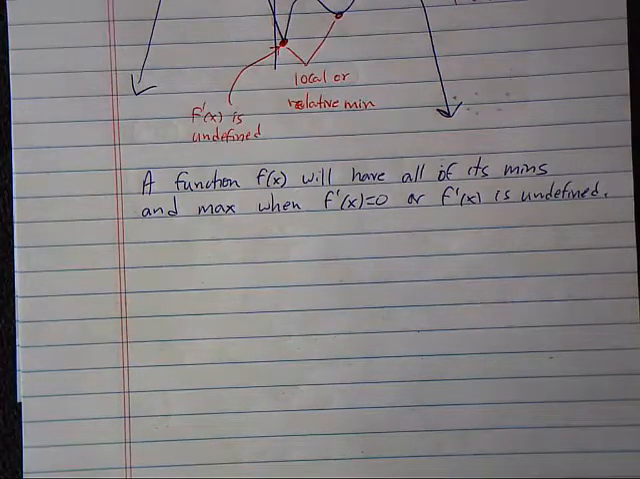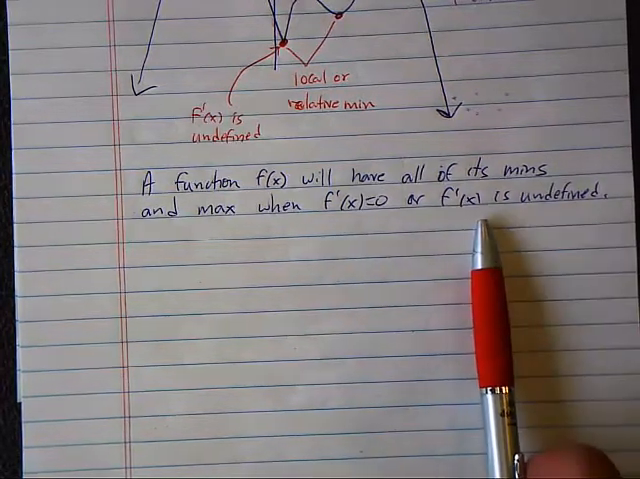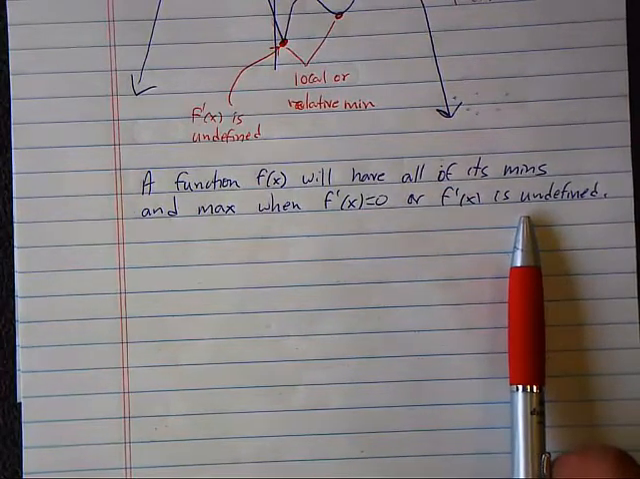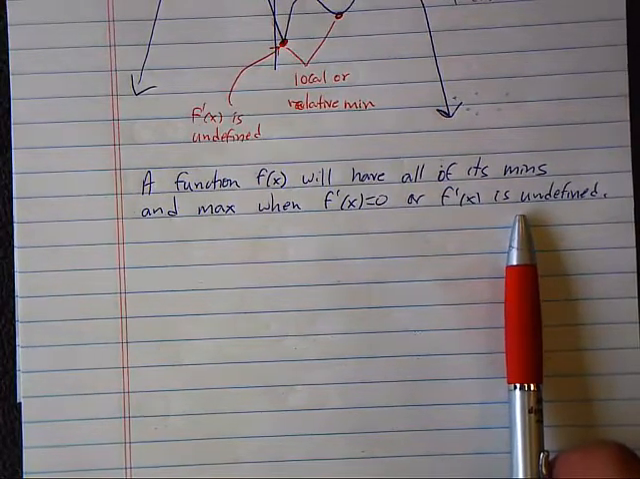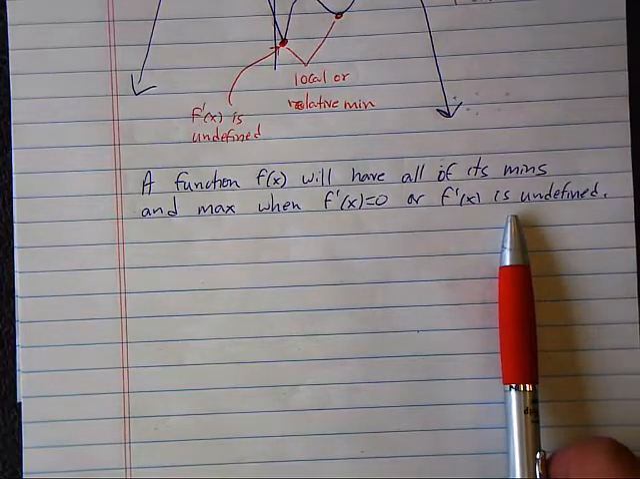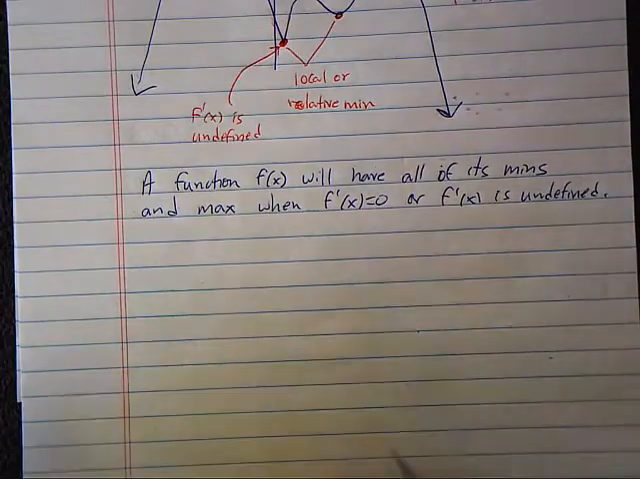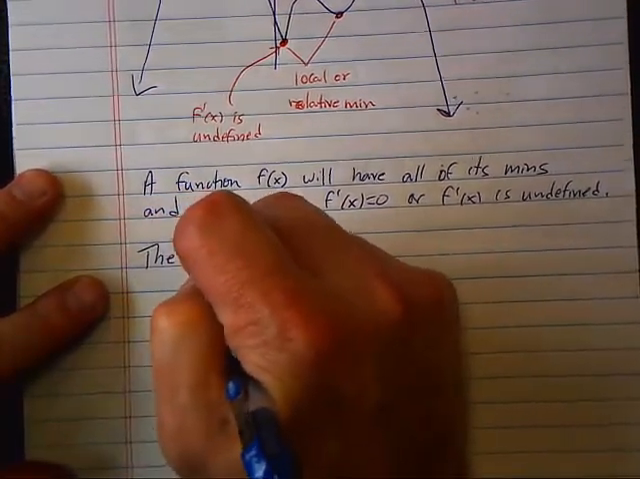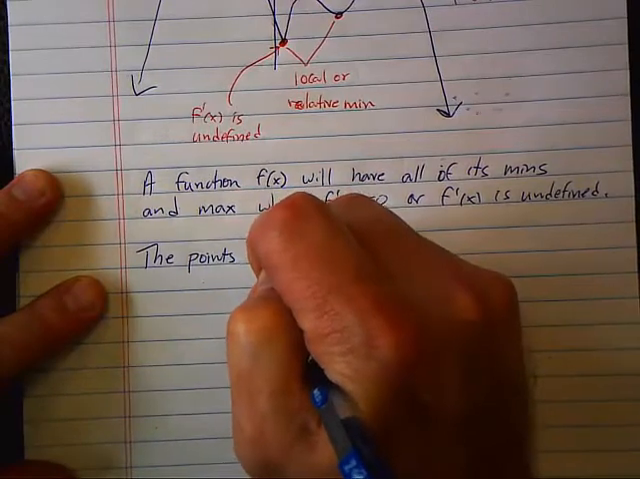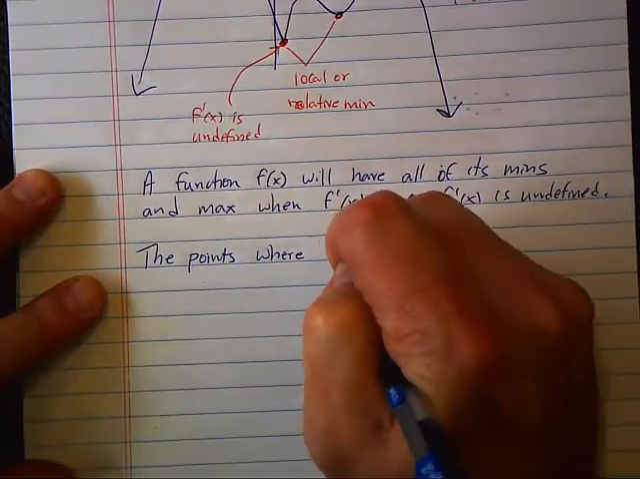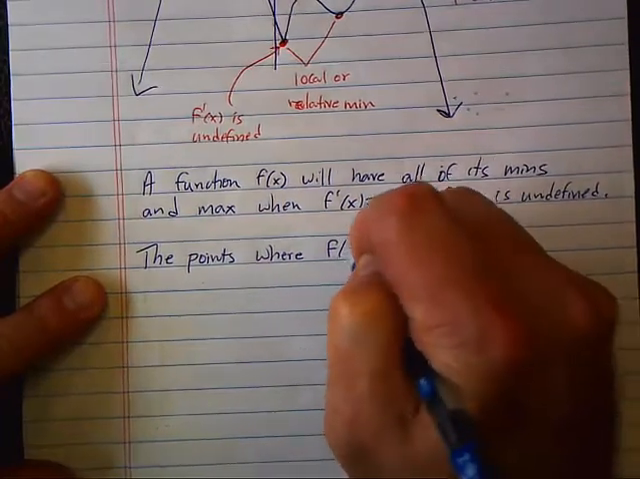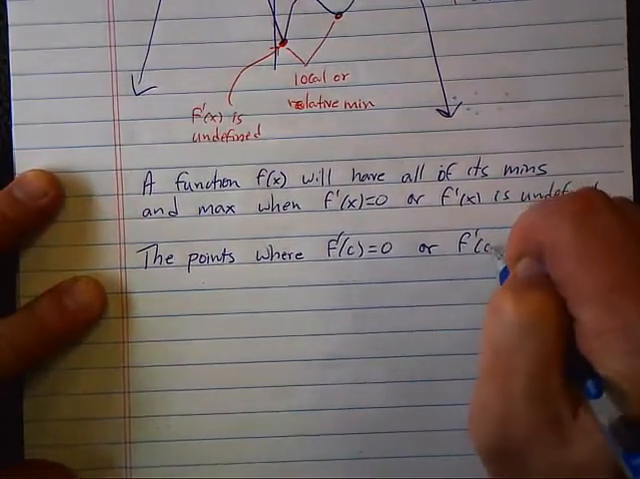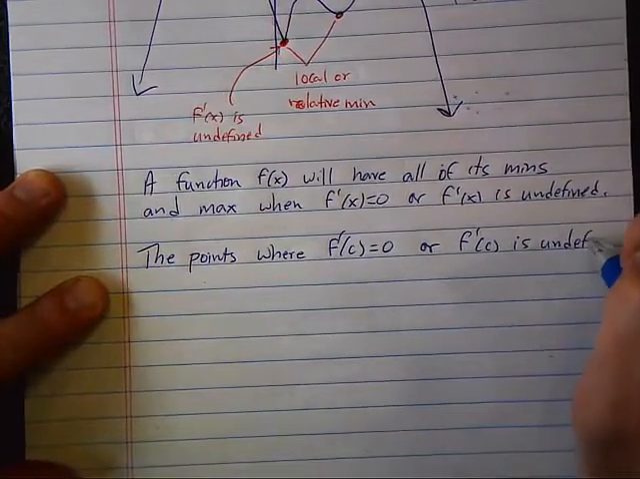All right, so the spots where the derivative is 0 or the derivative is undefined are very important. So they have a special name. Anybody know the special name for a place where the derivative is 0 or the derivative is undefined? These are called critical points. The points where f prime of c equals 0 or f prime of c is undefined and f of c is defined are called critical points.